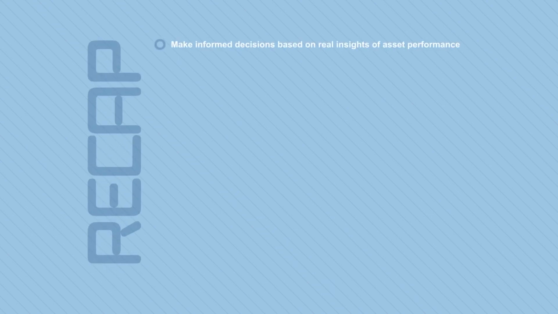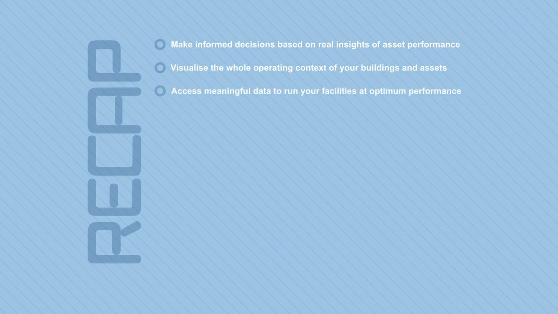To recap, with Asset Insight Manager, you will be able to make informed decisions based on real insights of asset performance, visualise the whole operating context of your buildings and assets, access meaningful data to run your facilities at optimum performance, identify problems before any impact on business, plan and schedule maintenance, reducing reactive repairs.